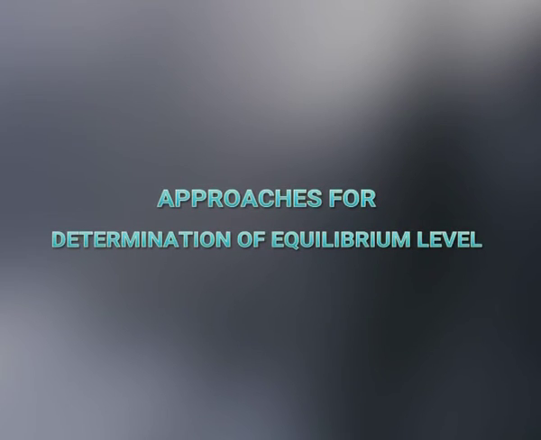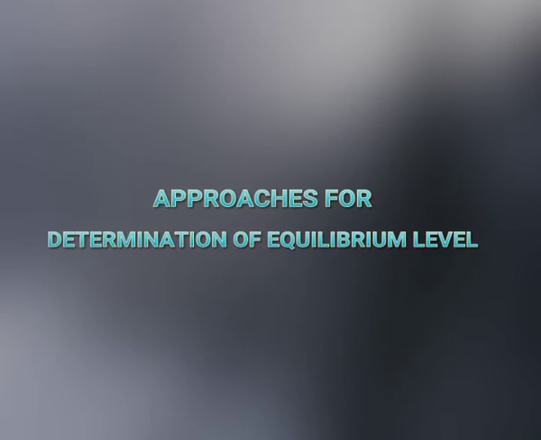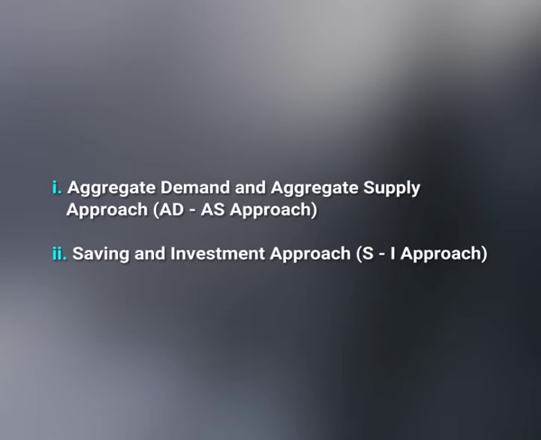Approaches for determination of equilibrium level. The two approaches to assessing the level of equilibrium between income, production and employment in the economy are as follows. Number 1, aggregate demand and aggregate supply approach, AD-AS approach. Number 2, saving and investment approach, S and I approach.